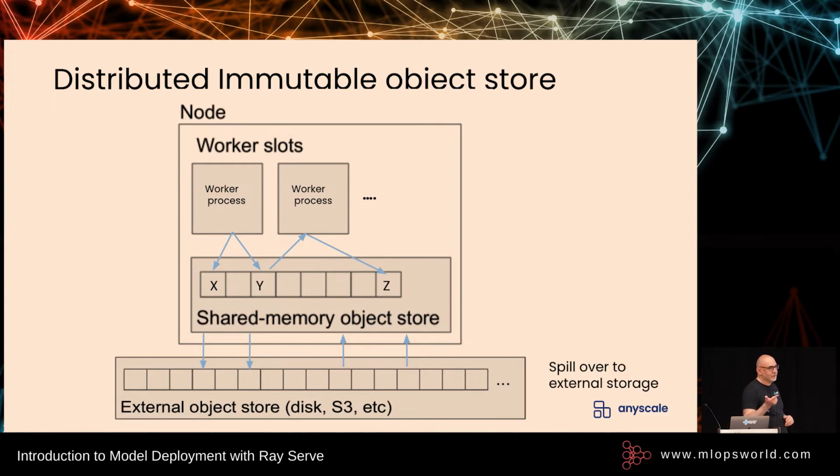You can take a function, convert it into a task. You can take a class, convert that into a stateful service. And then you can actually use objects to store things in a distributed immutable object store.